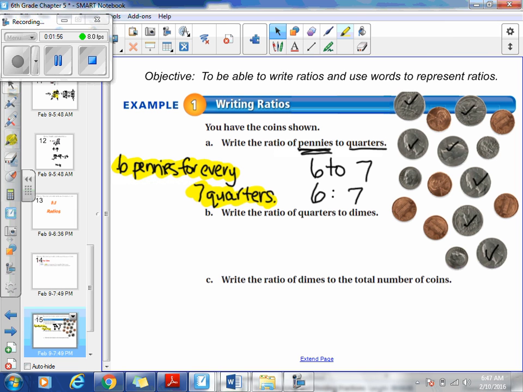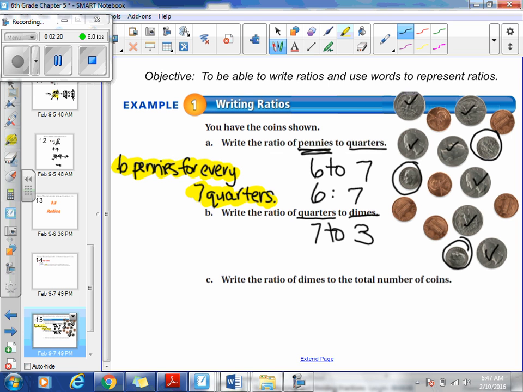So let's move on to part B. Write the ratio of quarters to dimes. Here, order is important. Quarters comes first. So how many quarters are there? There are 7. We just counted them. So we have 7 quarters to, how many dimes are there? 1, 2, 3. I think that's all. So 7 quarters to 3 dimes.